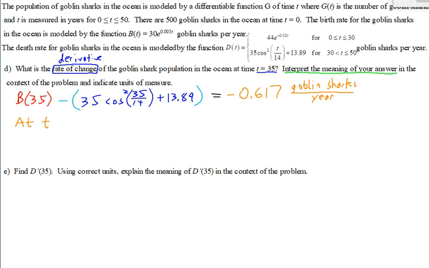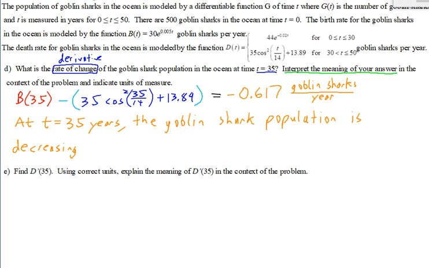at t equals 35 years, the goblin shark population is decreasing at a rate of 0.617, and then the units are goblin sharks per year.